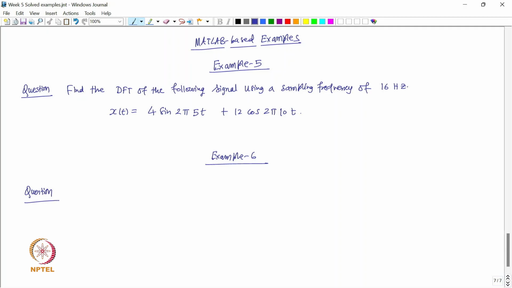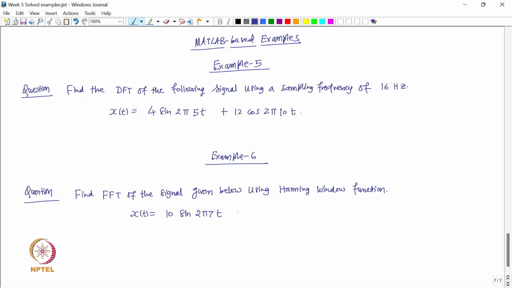Question: find the FFT of the signal given below using the Hanning window function. x of t is equal to 10 sine 2 pi 70 t plus 6 cos 2 pi 30 t.